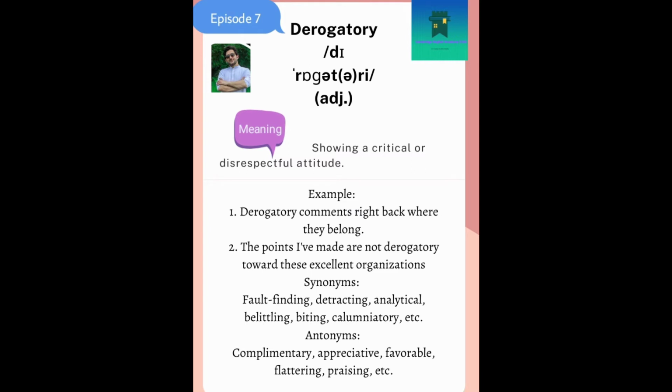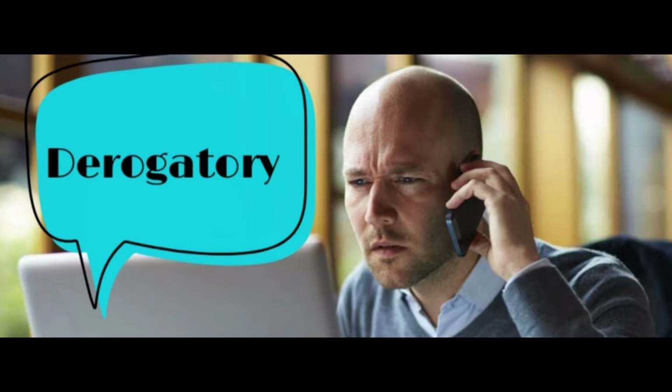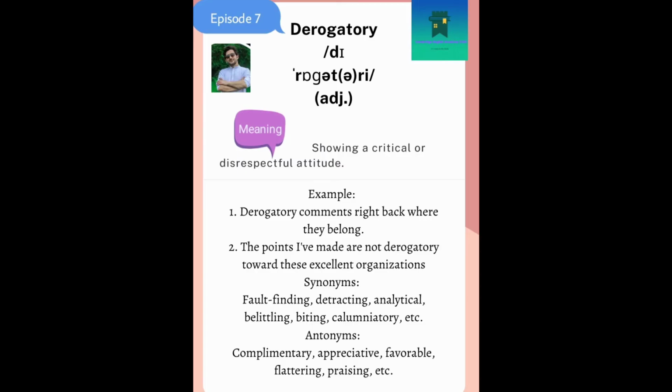How can we use this word in sentences? Let's have a look at it. Derogatory comments come right back where they belong. Number 2. The points I have made are not derogatory towards these excellent organizations.